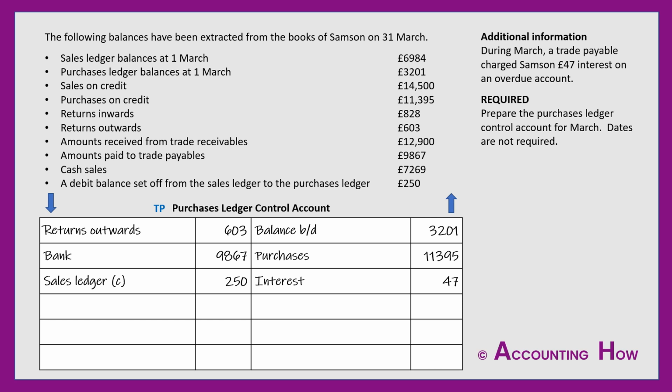And finally, I balance off. So the debit side has the least on it, so that's where my balance carried down will be. And then put my total row and bringing the balance down. So let me just balance off the account. And there we have it. So we can see at the end, going into April, although I haven't got dates because we weren't asked, but April the 1st, the balance brought down 3923. So at the start of the next month, Samson is going to go into April owing his trade payables £3,923.